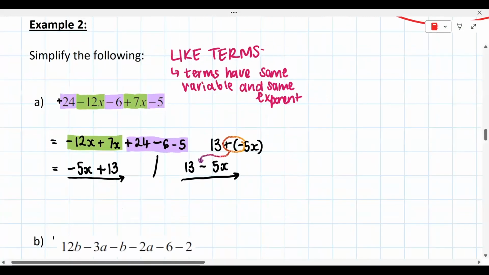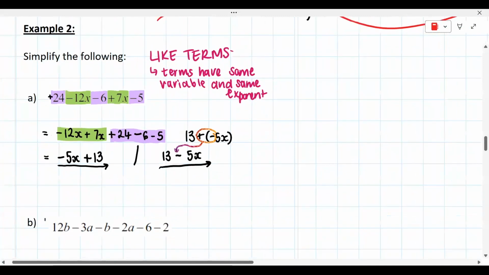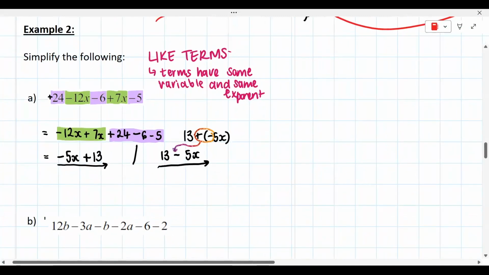So please write it as 13 minus 5x. All right, so I want you to try question B for me based on what we've just spoken about. Put your answer in the chat, and then we'll have a look once we've gotten some answers through. Remember, guys, use a highlighter, use a colored pen, do what you need to do in order to simplify correctly.